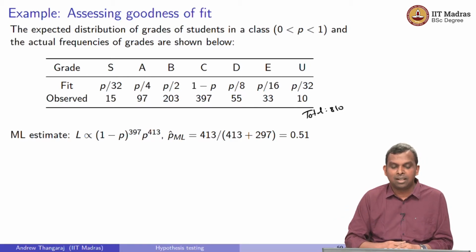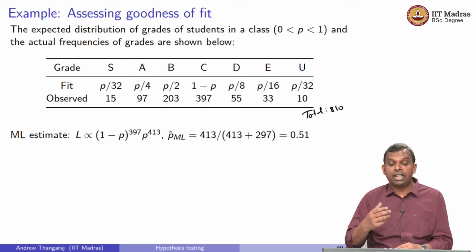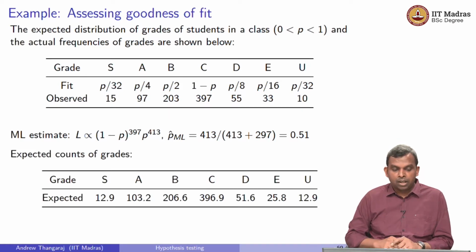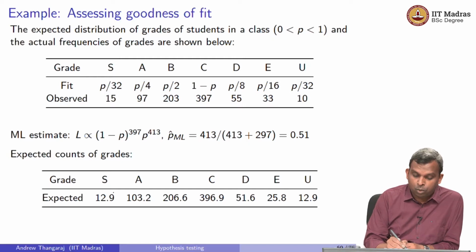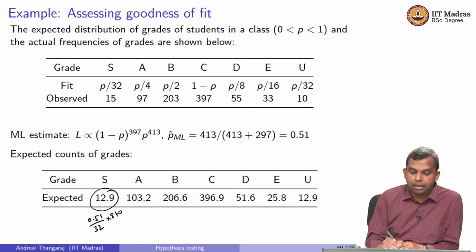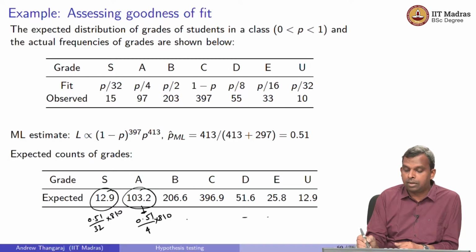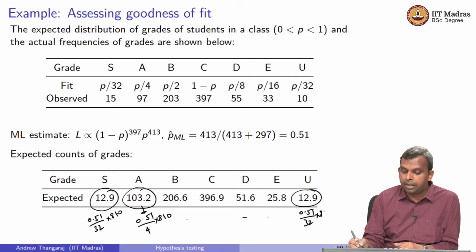We know that this works. Now the question is, how good a fit is this to the observed data? So what is the expected count of grades? If P hat ML were 0.51, the number of S's, what is this number? This number should be 0.51 by 32 times 810. The expected number of S's should be this. This number will be 0.51 by 4 times 810, and so on, right? This last number will also be 0.51 by 32 times 810.